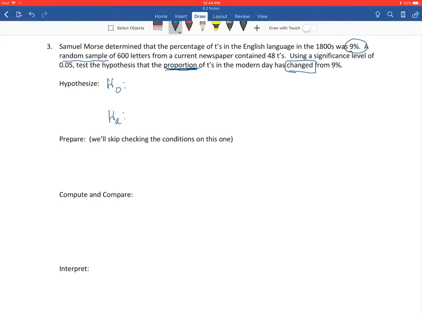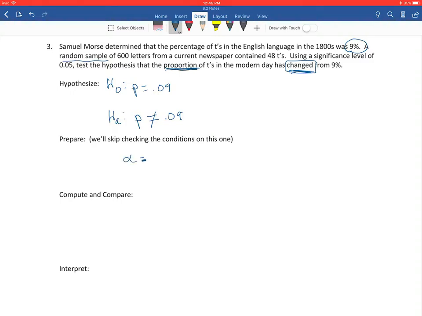All right, let's see. Null, alternative. Our null would be the boring statement of nothing has changed, so that the percent is still 9. More interestingly would be what we're trying to see has happened. Has it changed? Again, change is either direction. So change would just be, it's not this anymore.